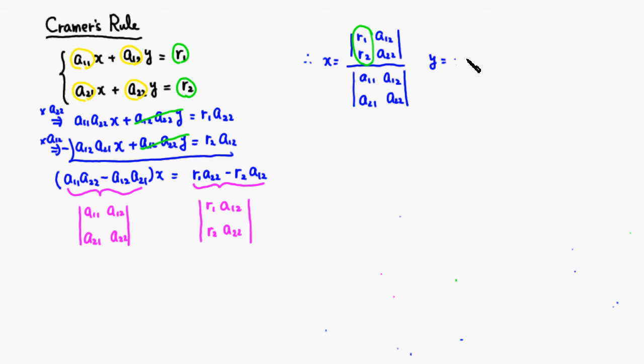If you want to find the y value, the denominator is exactly the same. So you have the determinant of a11, a12, a21, a22. Now, instead of replacing the first column, I'm going to replace the second column by the right hand side r1 and r2, and the first column stays the same, a11, a21. That will give you the y value. You can verify that in exactly the same way, but that is the formula.